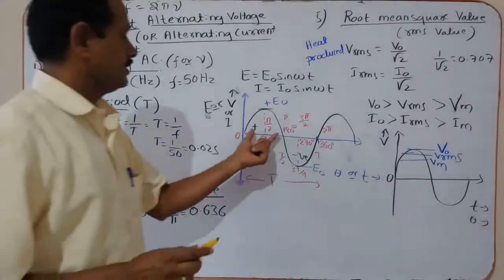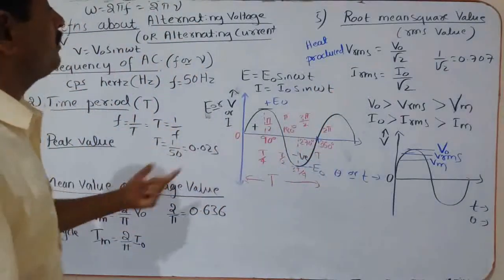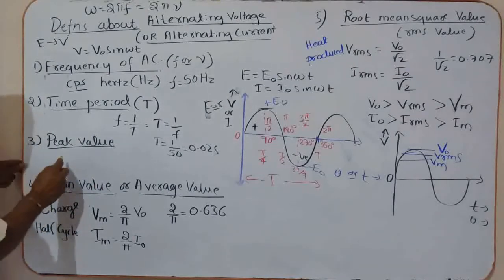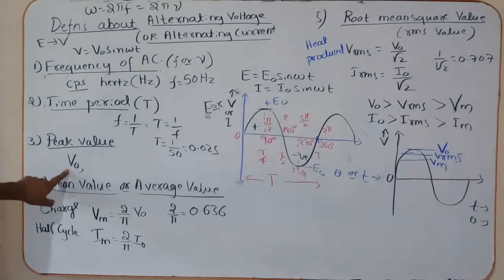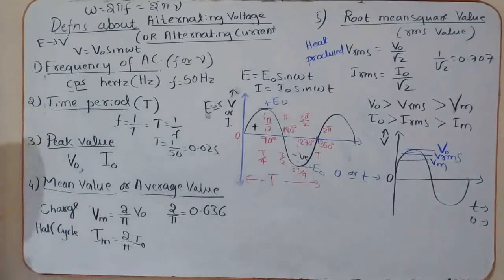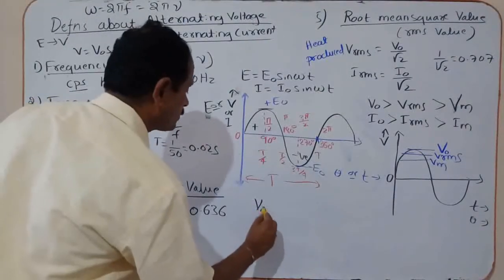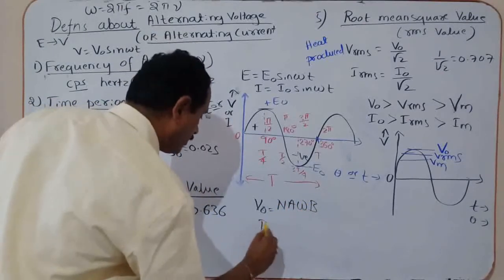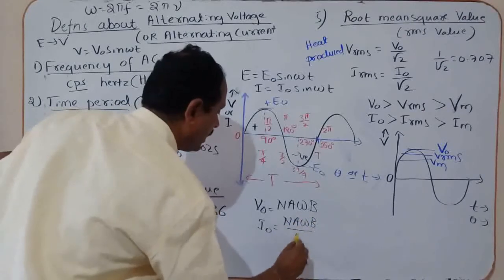For either half cycle of AC, the maximum value attained by EMF, voltage or current is said to be the peak value. That peak value is represented by E naught for EMF or voltage, and I naught for current. You already know this: E naught is NA omega B, and I naught is NA omega B divided by R.